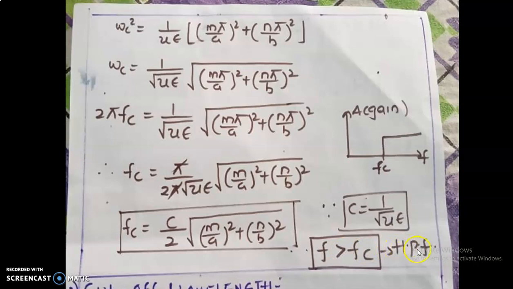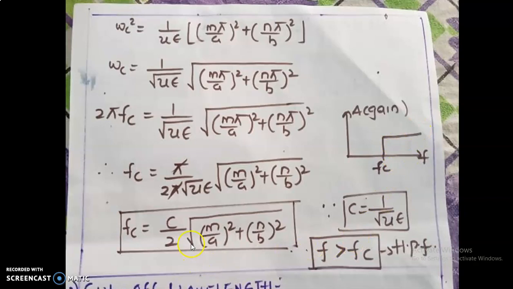So it acts as a high pass filter. For a high pass filter we have to select a particular frequency. From that you have to increase the value. Below that value the answer is 0. I can say that the magnitude value is 0. So after fc there will be a signal.